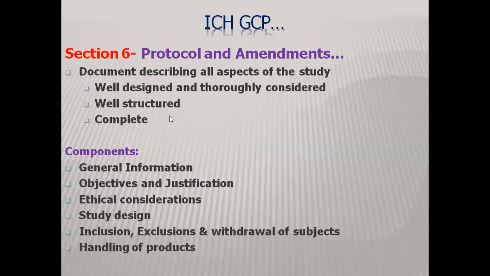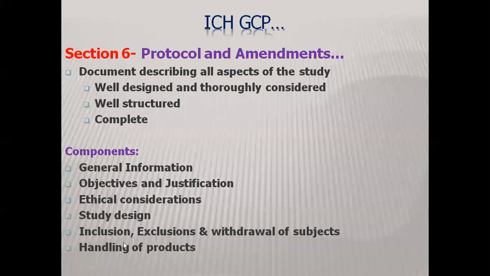Okay. So protocol and amendments: documents describing all aspects of the study, well designed and thoroughly considered, well structured and complete. So along with the investigator, it also becomes the sponsor's responsibility to make sure that all these protocol and amendment documents are well designed, well structured, and complete. Then the components of the protocol design and the amendment, that is what they have mentioned over here, which we have seen in detail also, but we'll just go through it for completeness. General information, objective and justification.